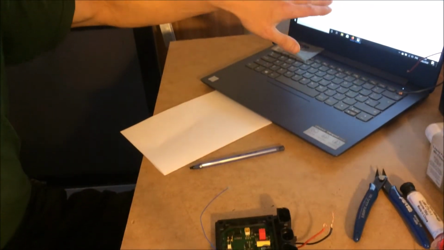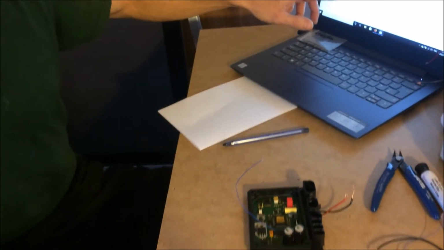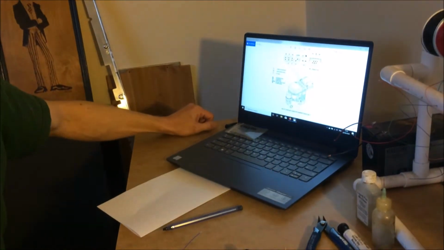Can Matt see the screen at the minute? Not from there. Make it see the screen. Can't see the screen? Yes.